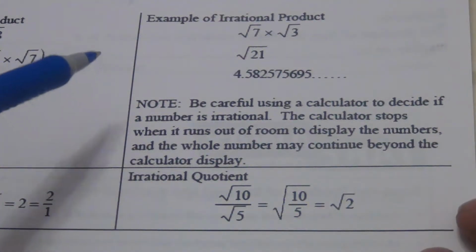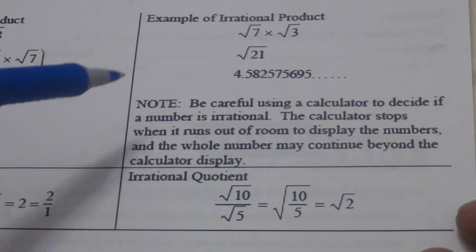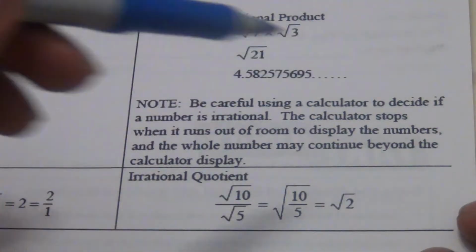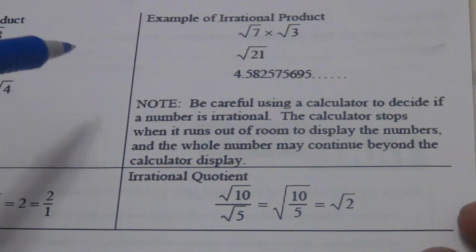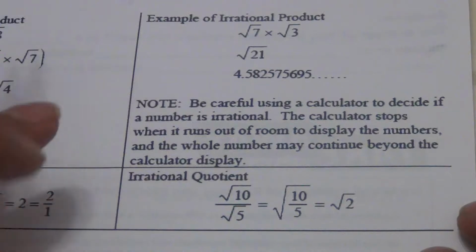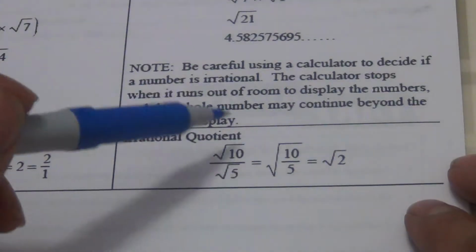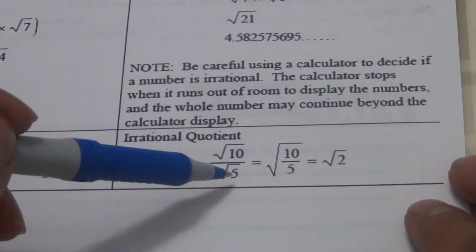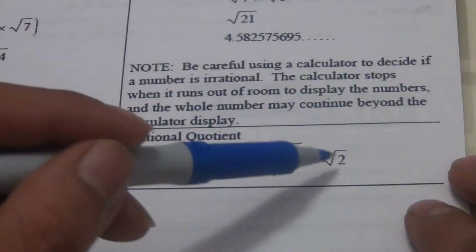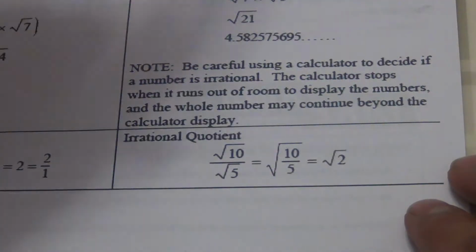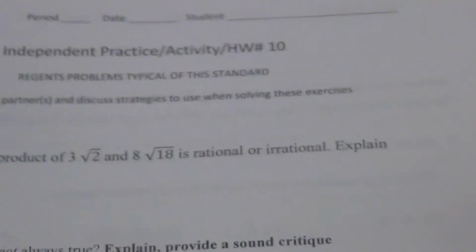And you should be mindful. If the calculator gives you 10 different numbers or 7 different numbers, the result will be irrational. Anyway, you already know your facts. So look, when your division is irrational, radical 10 over radical 5, 10 divided by 5 is 2. So that's radical 2. Well, that was easy.